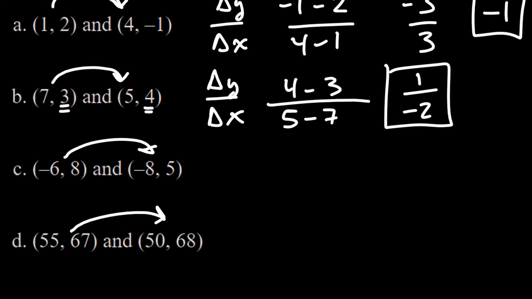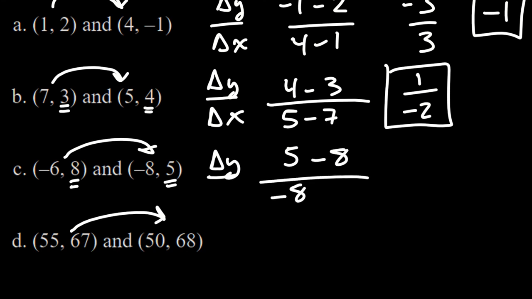C. So again, my y values, let's see, I end up at 5 and I began at 8. So 5 minus 8. For my x, I began at negative 6 and ended at negative 8. So negative 8 minus negative 6.